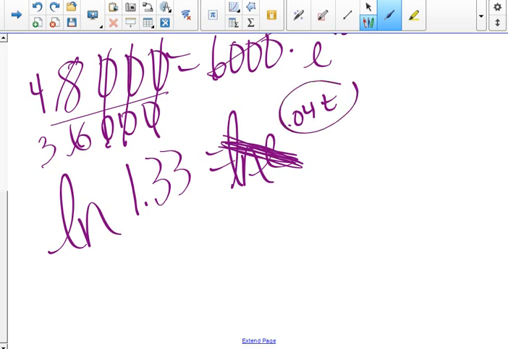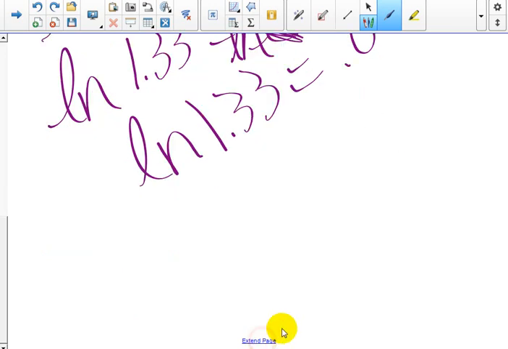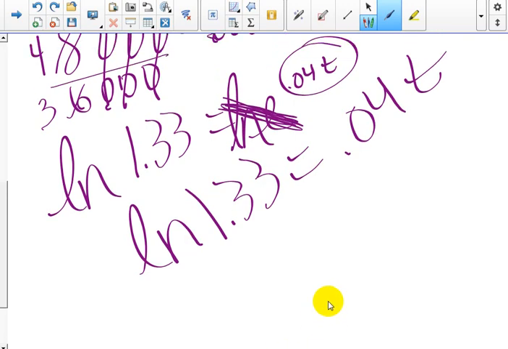When we do that, ln of 1.33 equals 0.04t. I always go sideways. I must have balance problems. Okay?